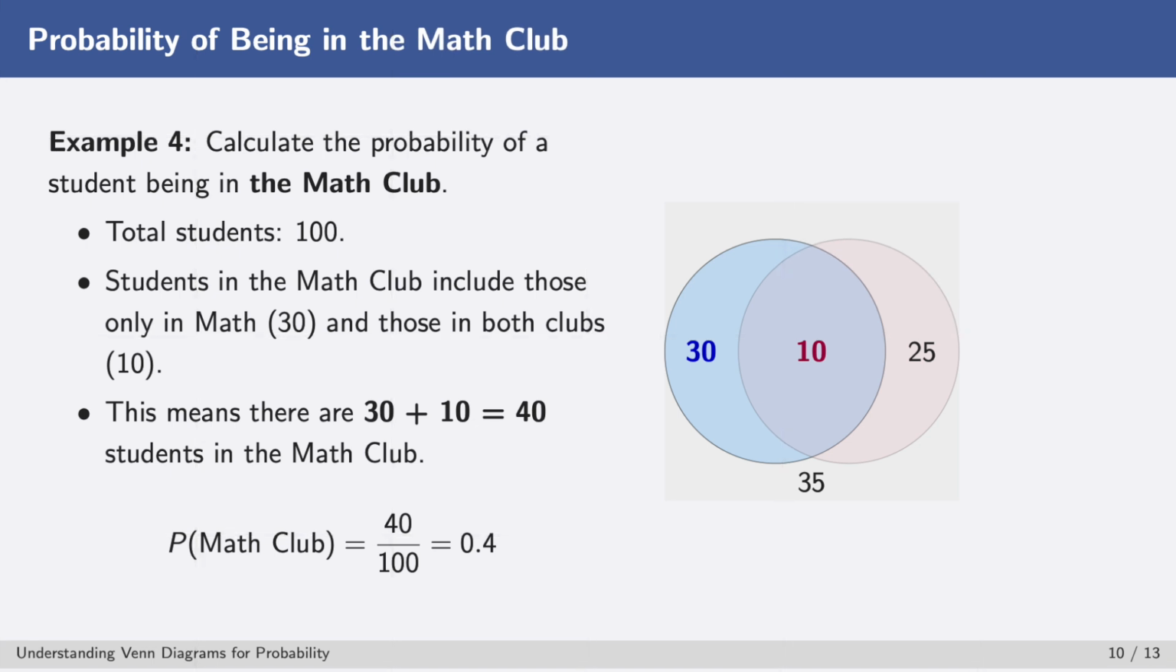Let's turn to the next page to see what happens when we calculate the probability of a student being in the math club in general, whether or not they're also in science.